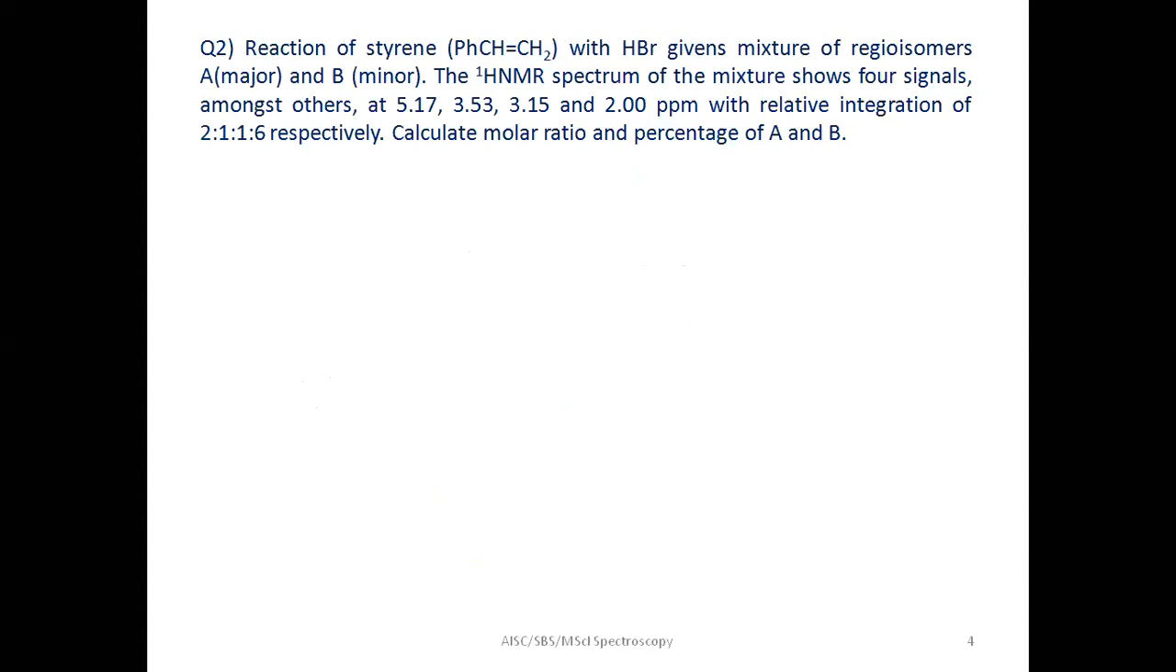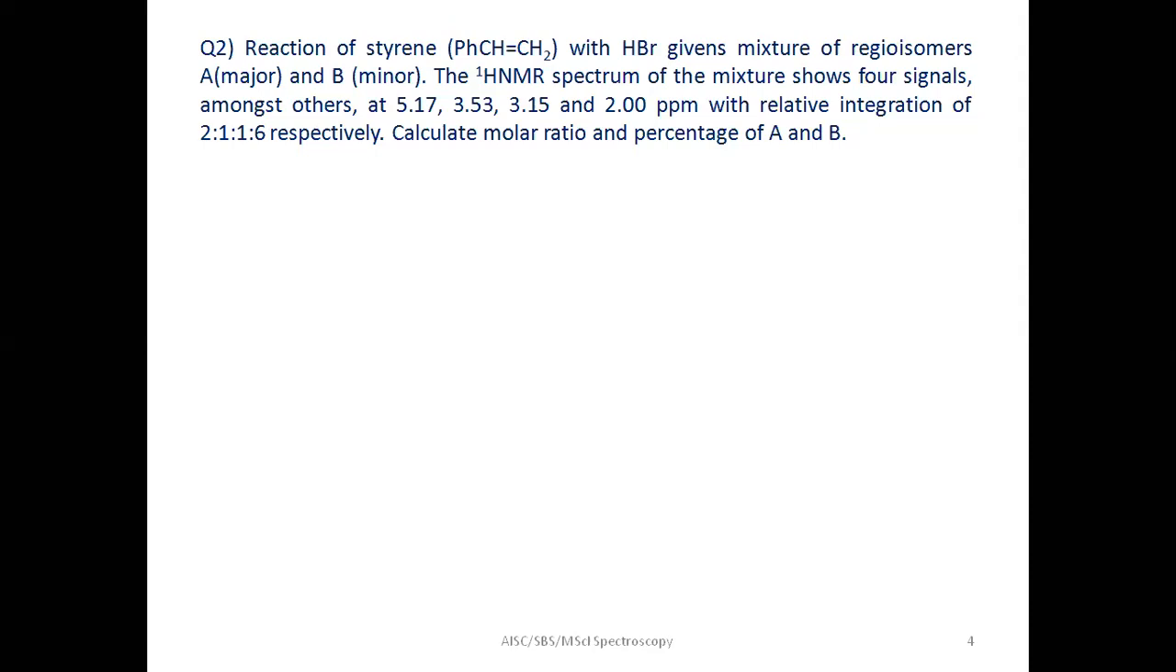Next problem, which was asked in the CSIR exam. Reaction of styrene with bromine gives a mixture of regioisomers A and B. The H1 NMR spectrum of this mixture shows 4 signals amongst others. That is, these signals are mixed. We don't know which signal belongs to which product.